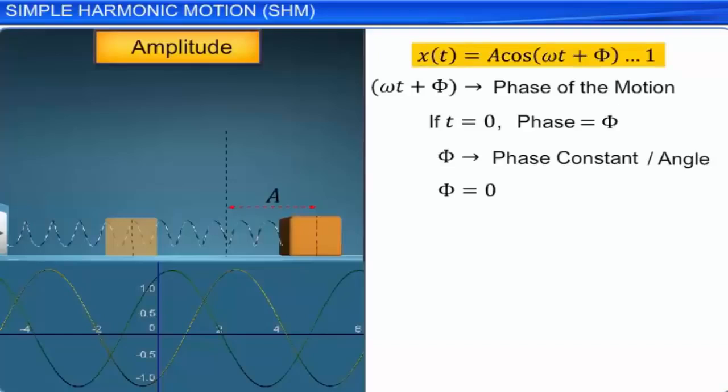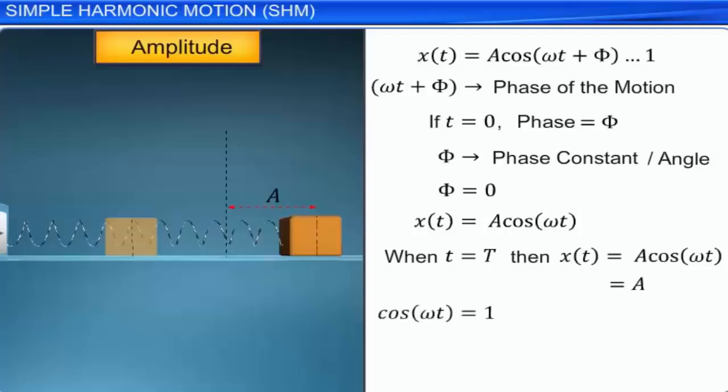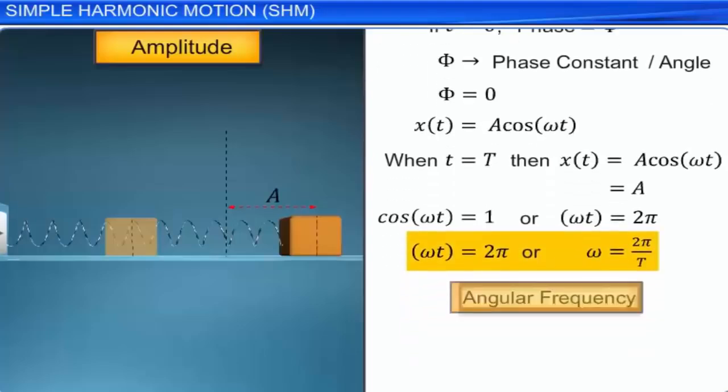We saw that when time t becomes equal to the time period T, the displacement x becomes equal to a. This implies that cos omega t is equal to 1 or omega t is equal to 2 pi. Then, omega is equal to 2 pi by T. This omega is called the angular frequency of the simple harmonic motion, and its SI unit is radian per second.